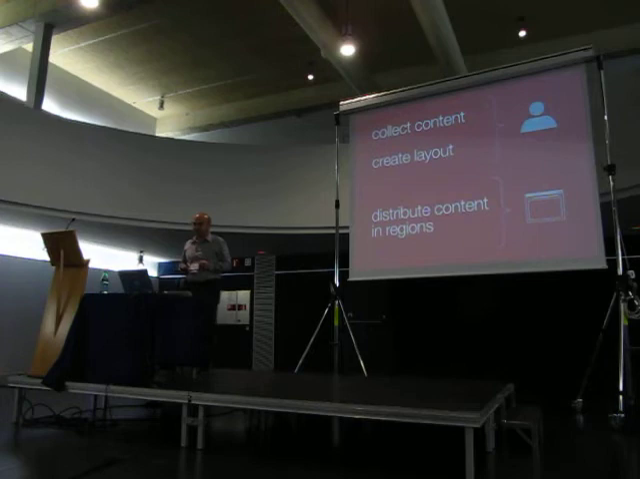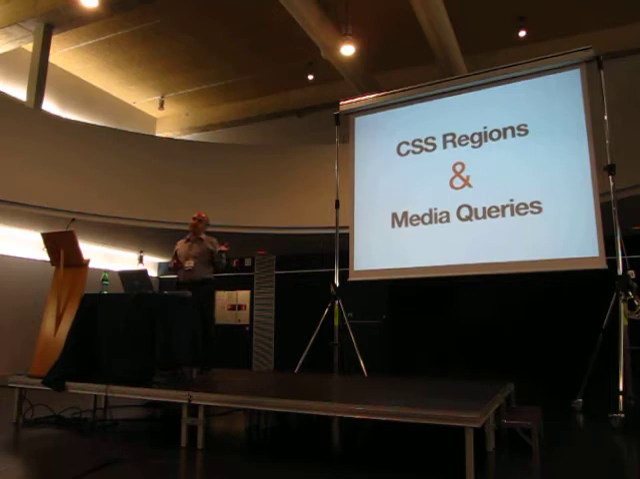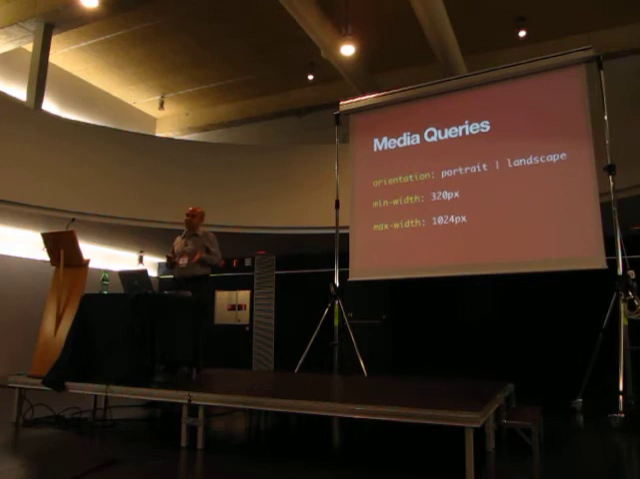Now, I have explained so far how the region layout mechanism works, but the main goal is to see if we can use regions to create a layout model that adapts to any screen. Because of that, we thought, what if we combine regions with media queries? As you know, and heard also yesterday, media queries are a very powerful mechanism to identify not only the type of media you are rendering, but also the physical characteristics of the devices and the browsers that render the content.